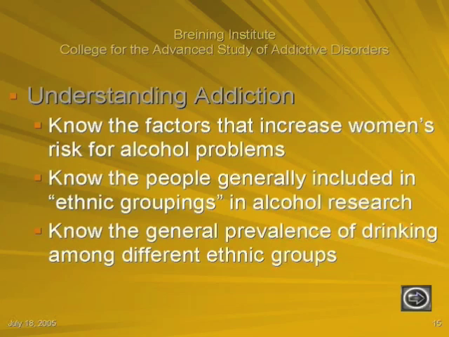Then at the bottom of page 53, know the people who are generally included in ethnic groupings in alcohol research, and then know the general prevalence of drinking among different ethnic groups, and that information is at the top of page 54 within those first 3 paragraphs.